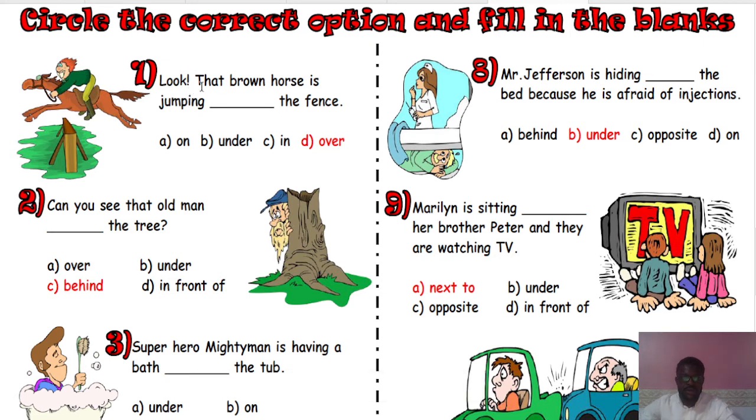here we've got, look, that brown horse is jumping over the fence. You see, the horse is jumping over the fence. So for the grade 1 students, I will expect you to read all this to the teacher when you're done watching this video, okay? So you listen while I read. Look, that brown horse is jumping over the fence. It's jumping over. Number 2, can you see that old man behind the tree? Behind the tree, you see the old man is hiding behind the tree.